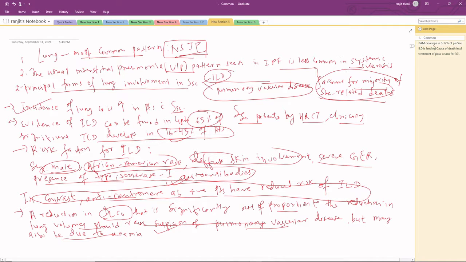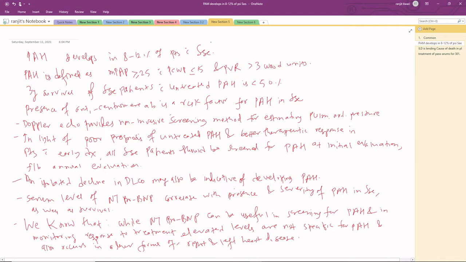Okay, now we are going to discuss pulmonary vascular disease. Pulmonary artery hypertension develops in 8 to 12% of patients with systemic sclerosis. So in about 10% of systemic sclerosis patients, pulmonary hypertension develops.